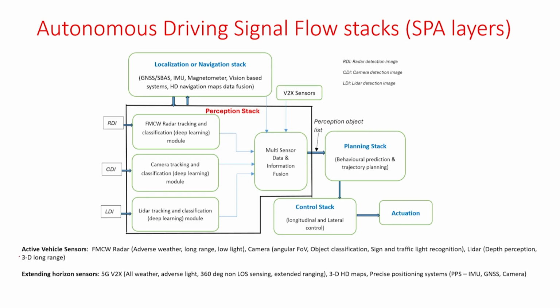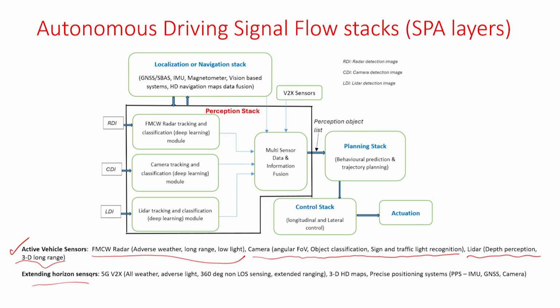First, let me talk about the sensors. I have already told you these things: FMCW radar, adverse weather, long range and low light. You have your camera, angular FOV, obstacle classification, and obviously traffic light and traffic sign determination, which, you can understand, is not possible from a radar point of view. LIDAR, depth and 3D long range, we already talked about.